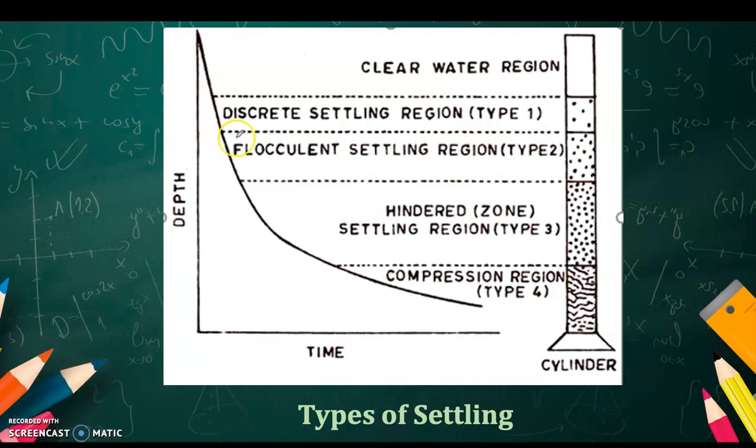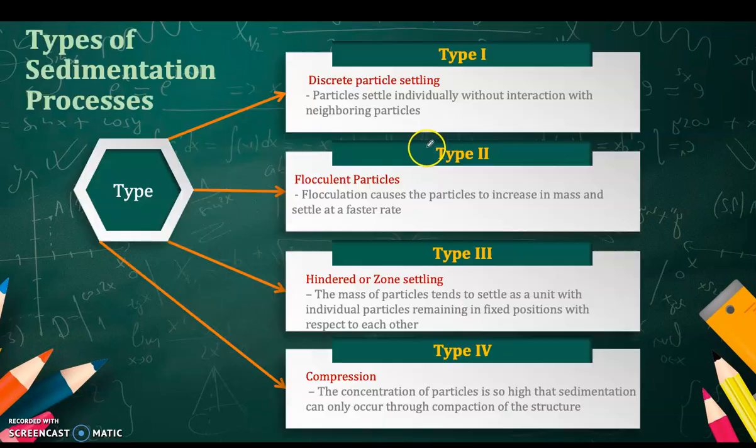Right, so you will see that there are 4 different types of settling. The first one is the discrete settling region, the second is the flocculant settling region, type 2, and the third is the hindered zone. The fourth type is the compression zone. The top one is the clear water region.